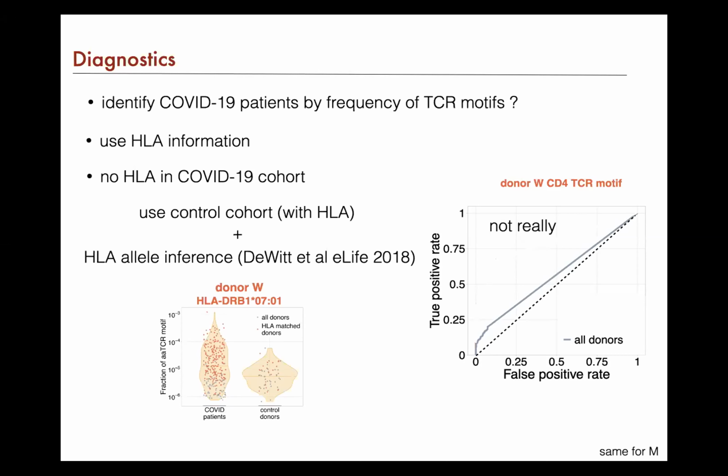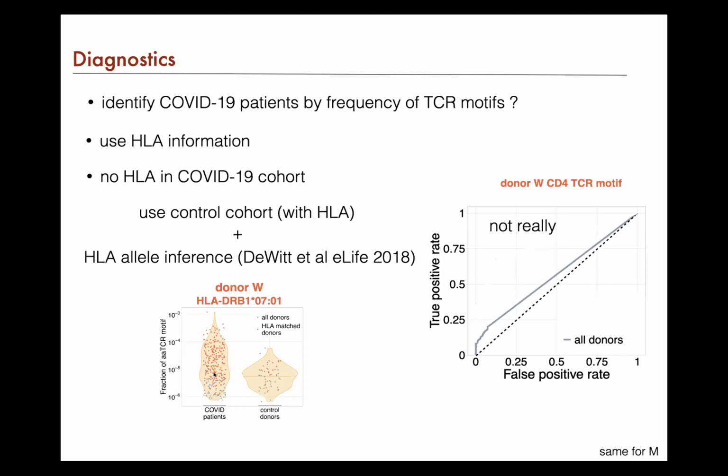So forgetting about COVID for a second, since we know what the HLA type is in the control donors, we mapped large clones from the control donors to sequences in the COVID patients, and based on that, we inferred the HLA types of the people in the patients in the COVID cohort.